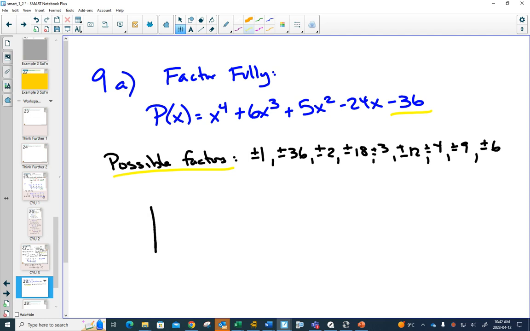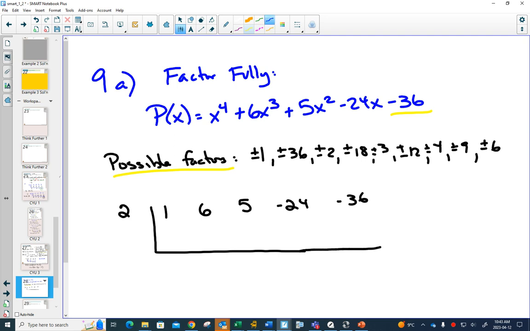I'm going to show you a synthetic division. And if I did a 2, this would be 1, 6, 5, -24, -36. Bring down the 1, add, and we get a remainder of 0.